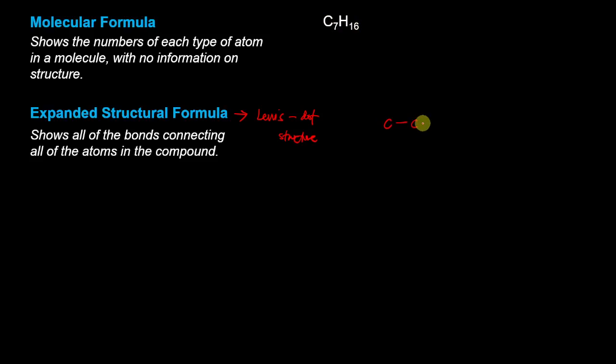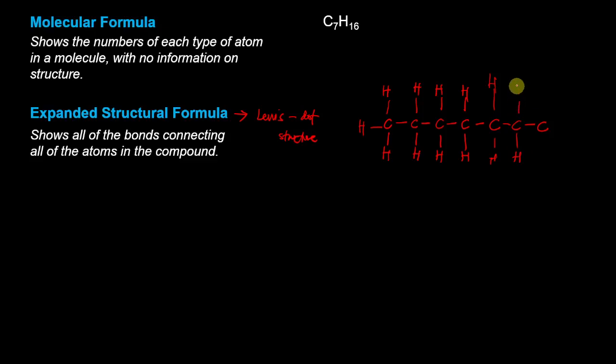Here we have 7 carbons. This is the backbone of this compound: 1, 2, 3, 4, 5, 6, and 7. Carbon has 4 valence electrons, so it can form 4 bonds. The rest is bonded to the hydrogens here. So here there are already two bonds, and there are still 2 bonds connected to the hydrogens. The same thing for here, two more hydrogens. Then here we have one, two, then three. Okay, so this one is the expanded structural formula for this compound. Again, this shows all the bonds connecting the carbons and the hydrogens.